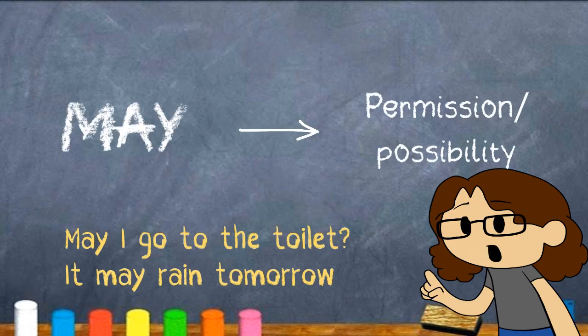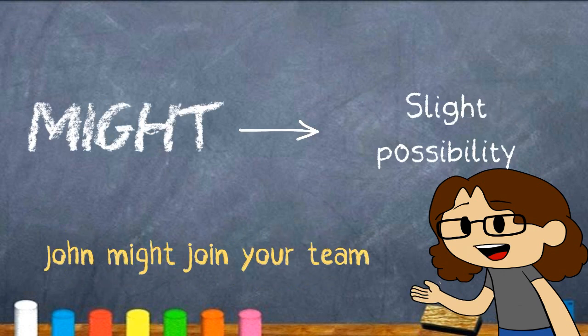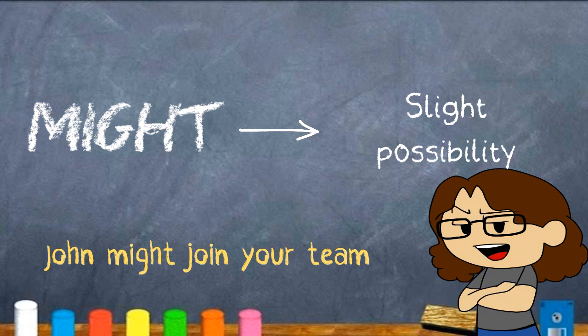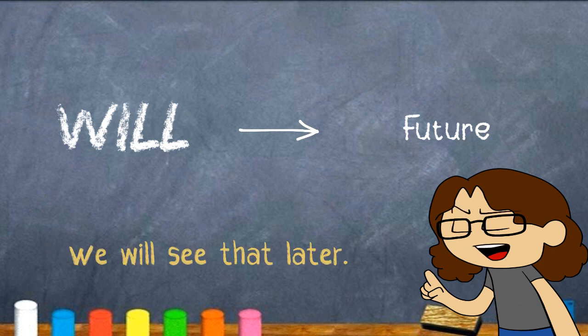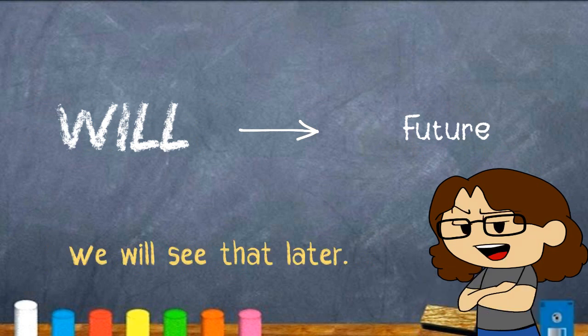May is also used to ask for permission in a very polite form. Might is used when there is a small possibility, a slight possibility for the action or event to happen. Will is used to indicate future. We will see that later. You see what I did there?